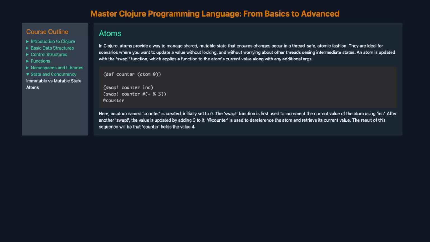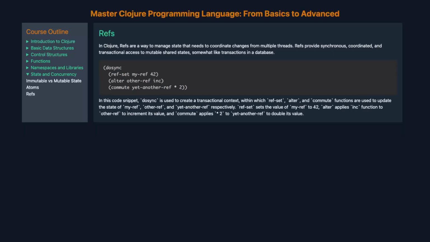Here, an atom named counter is created, initially set to 0. The swap! function is first used to increment the current value of the atom using inc. After another swap!, the value is updated by adding 3 to it. @counter is used to dereference the atom and retrieve its current value. The result of this sequence will be that counter holds the value 4.